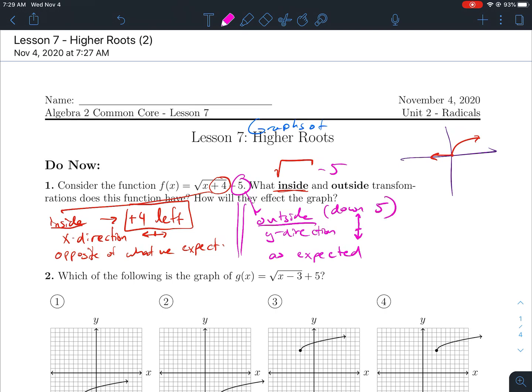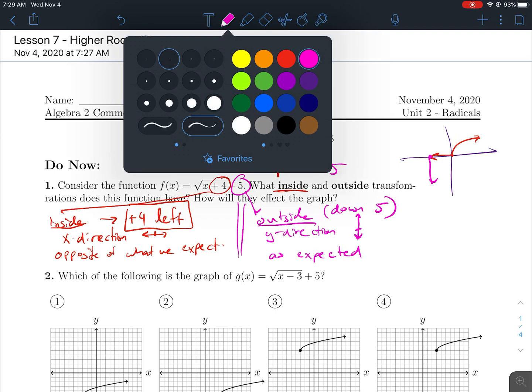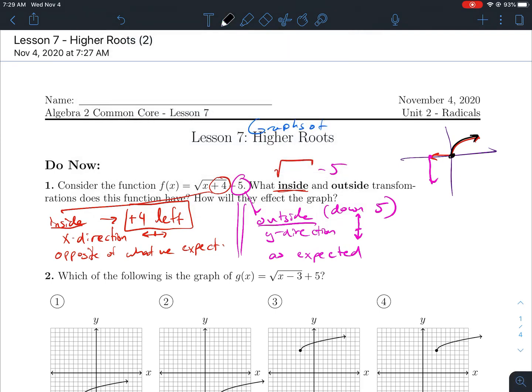So the inside transformation takes us left 4. The outside transformation takes us down 5 because it's minus 5. And then we have that exact same overall shape that we're drawing here. So minus 4, minus 5.